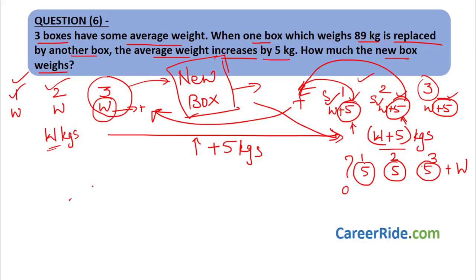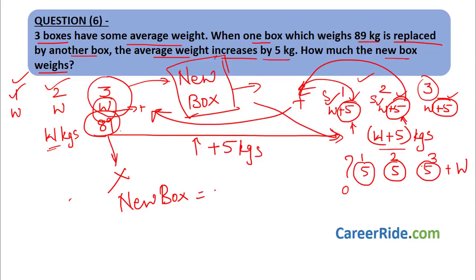So over here, this third box has a weight of 89 kgs, right? They have given. This is not the average, please remember, this is the individual weight. We are removing this box, okay? We are removing this box, we are putting in a new box, and what does this new box do? It increases the average. Since it is increasing the average, that means it is adding weight. So the new box weight has to be greater than the old box weight.